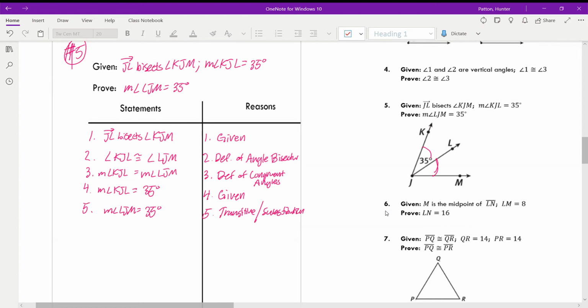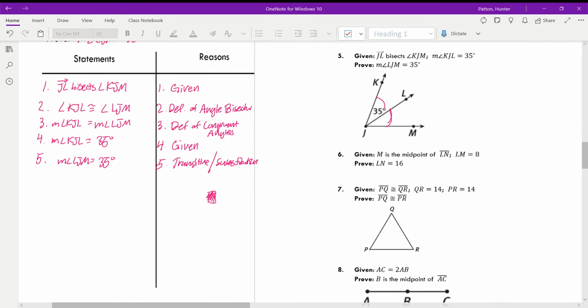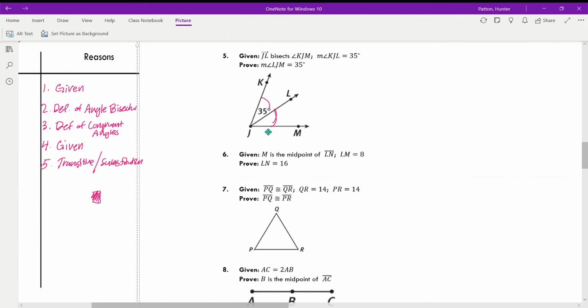Okay, but we can see how it would be transitive, because both these two things are equal to the measure of angle KJL. So the measure of angle LJM is equal to 35 degrees by transitive or substitution. And is that what we wanted to show? Of course it is. So we're done. Awesome. Moving on to number 6.